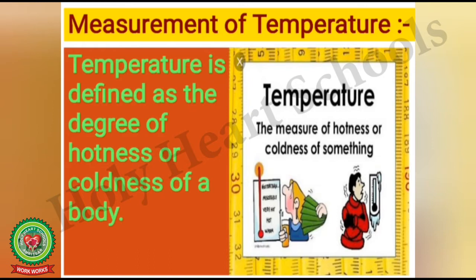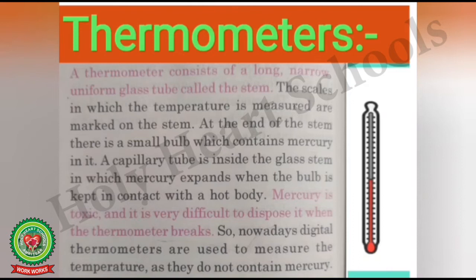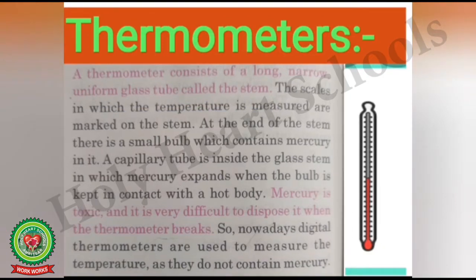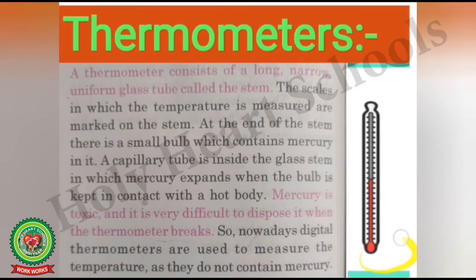It is a degree of hotness or coldness of a body. It is measured with the help of a thermometer. A thermometer consists of a long, narrow, uniform glass tube called the stem. The scales in which the temperature is measured are marked on the stem. At the end of the stem, there is a small bulb which contains mercury in it.